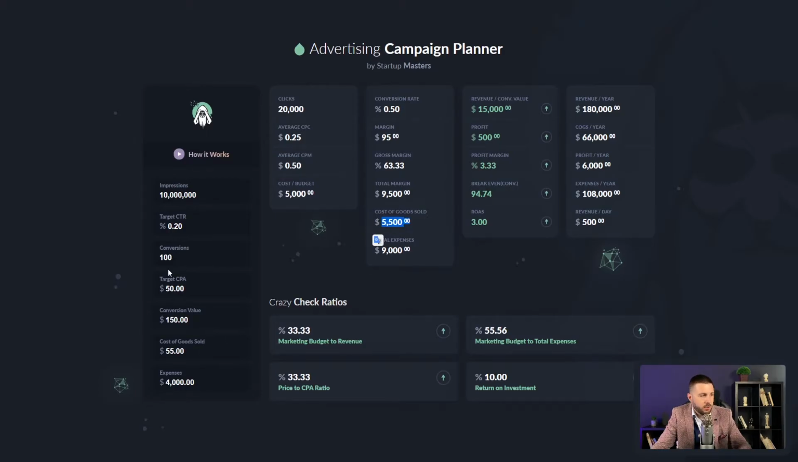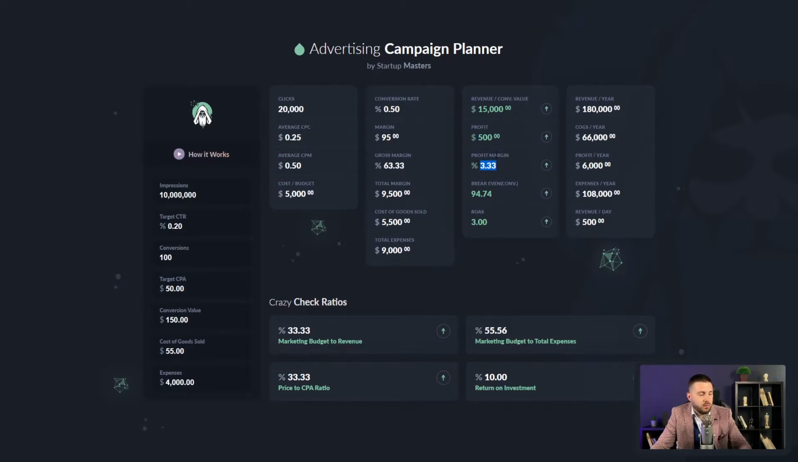And now the cost of goods sold is just the sum of the products. You can see we are selling 100 pairs of shoes. Each of them costs $55. So we're going to have $5,500 cost of goods sold. And our total expenses is going to be $9,000. This is the marketing budget plus the operating expenses, $9,000. When we take the sum of the two and take it out of the revenue, which is the price multiplied by the conversions, we are going to get $500 worth of profit, because the sum of these two is 14.5.